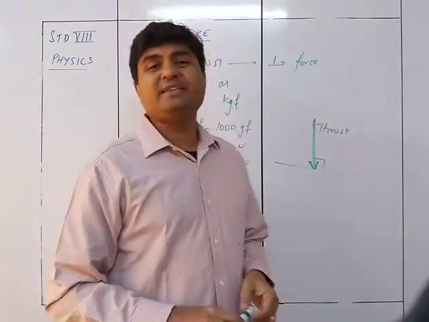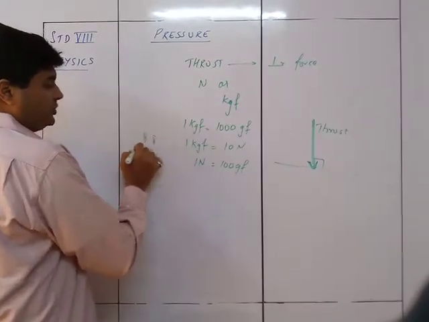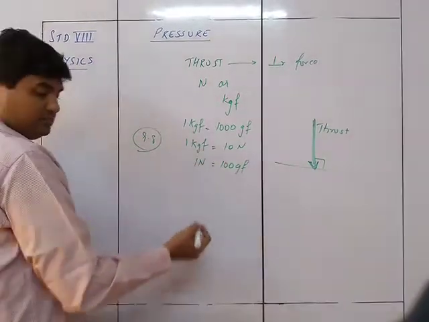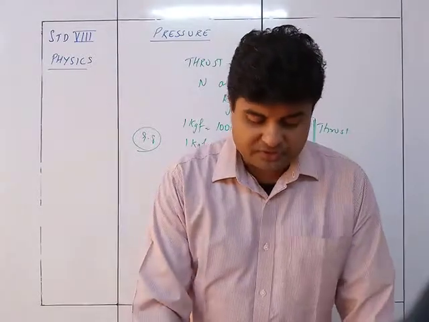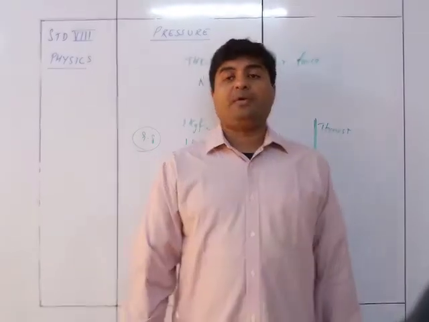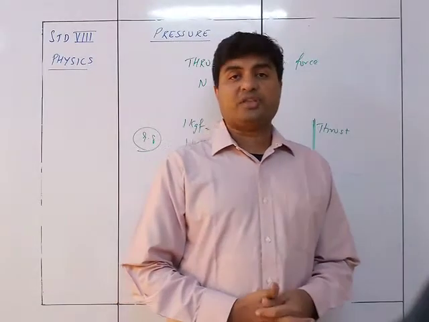Okay, this is nearly. Why nearly? The actual value is 9.8, so that's why we are just taking nearly 10. So that's the examples of thrust. Now what we will see is the effect of thrust.